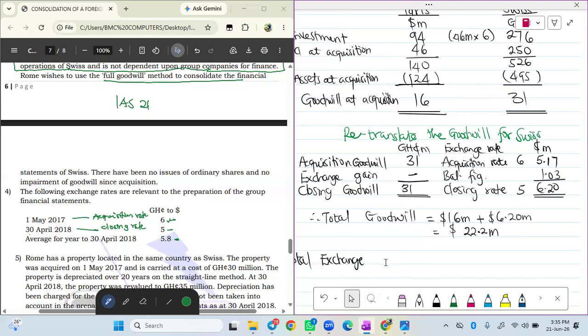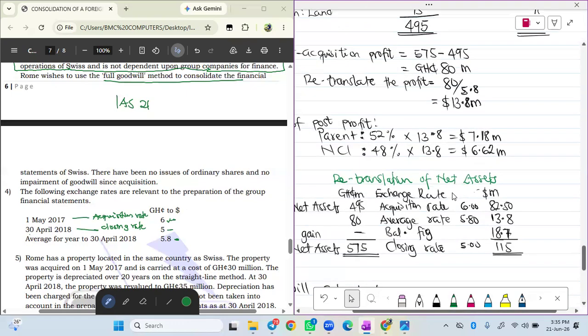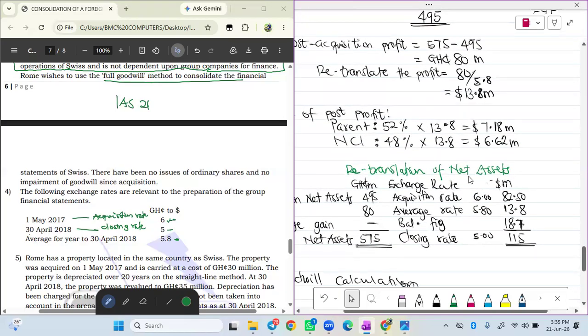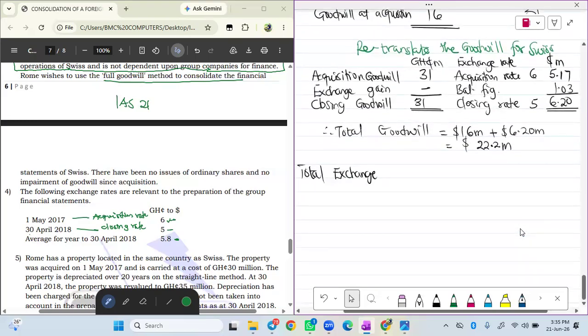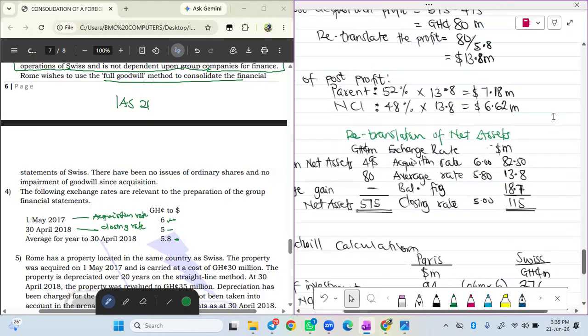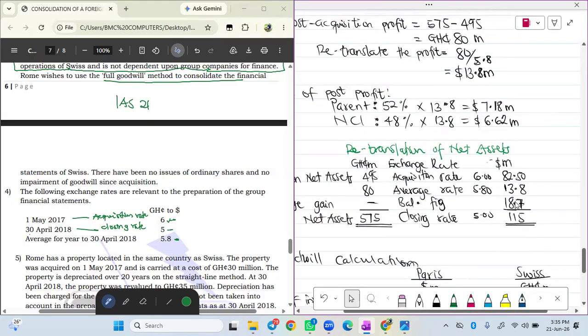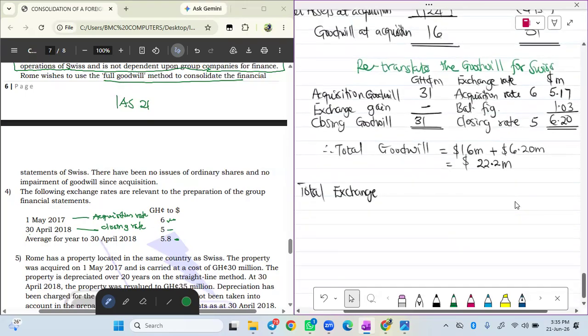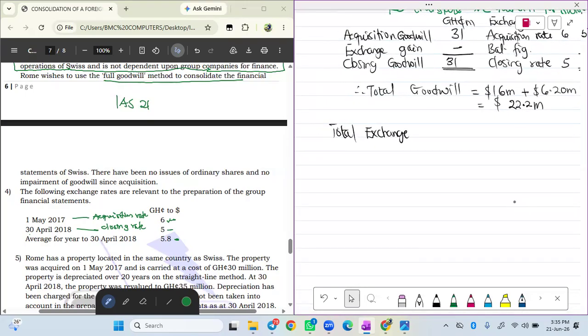But if you were using the proportionate method, I would have shared the exchange difference as a result of what? Retranslation of net asset, this 18.7. For the goodwill, we wouldn't have what? Shared it between NCI and group retained earnings. All the difference will be carried to what? Working 5. But this one is fair value method. So we will share the difference that we got under goodwill and also the difference that we got under net asset. Take note. That is why I want to add the exchange gains.